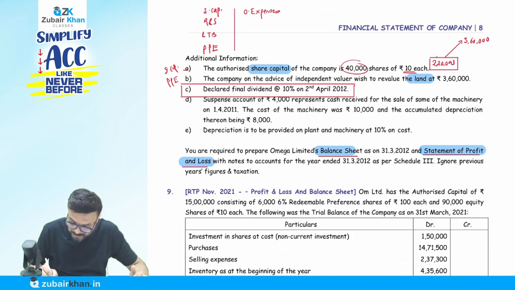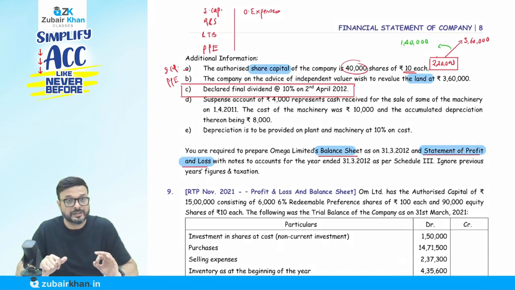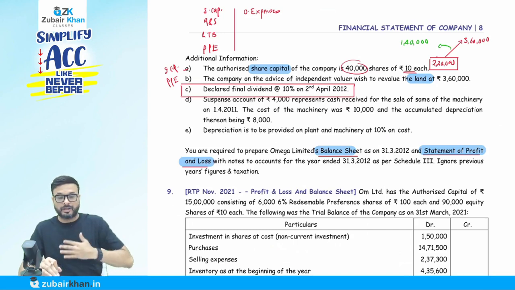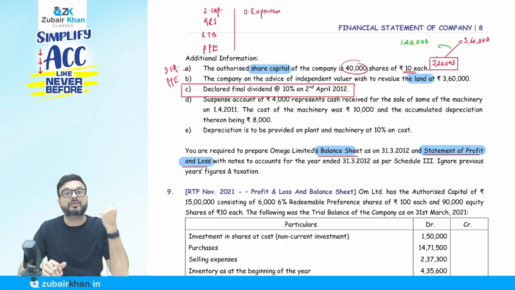If you take the difference, 3,60,000 minus 2,20,000, that comes to 1,40,000. So can I increase the value by 1,40,000? The answer is yes, we can increase the value. But now the question is, what should be the accounting treatment?